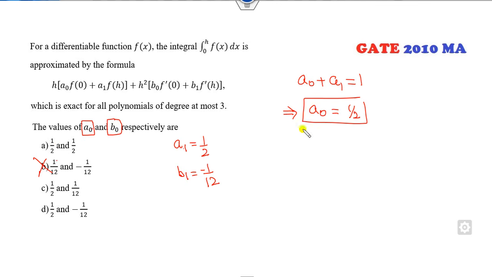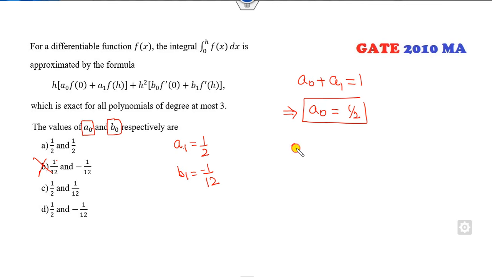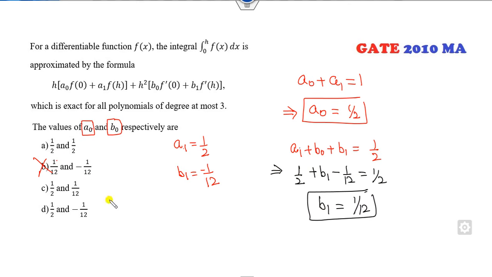Now you have to find b0. We can use this equation. So a1 plus b0 plus b1 is 1 over 2. So I can substitute this value. a1 is half, b0 we need to find, b1 is minus 1 by 12. So half plus 1 by 12 is there. The rest of the options are cancelled. C is the correct answer. So very simple. You can solve this in 15 seconds.